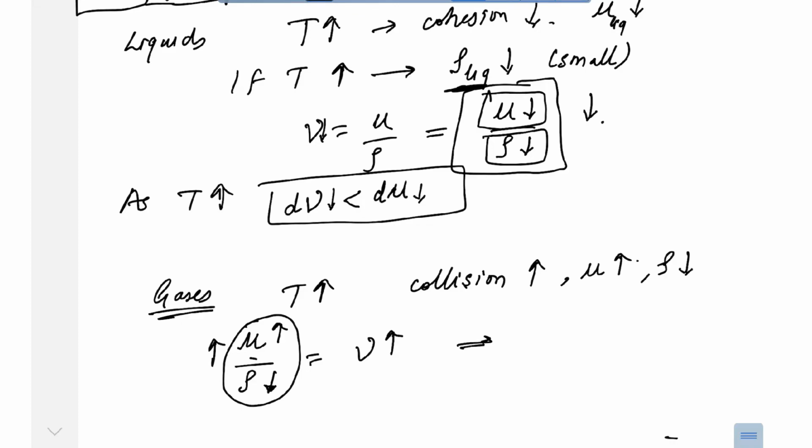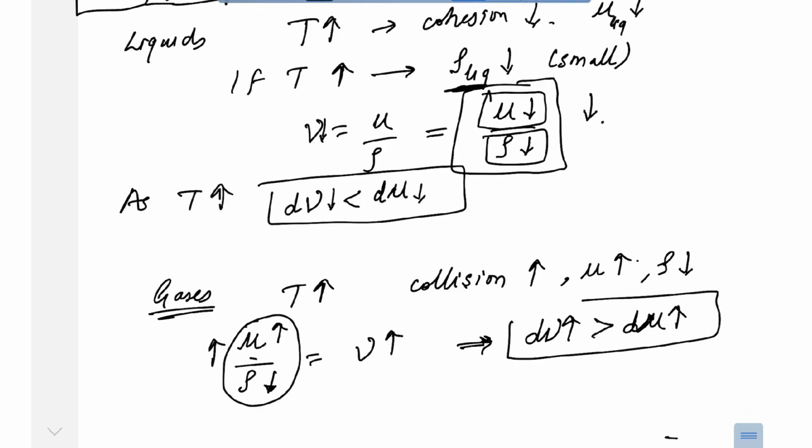So you can say that here the change in nu and the change in mu both will be increasing changes, but the increase in nu will be more as compared to the increase in mu for the gases.